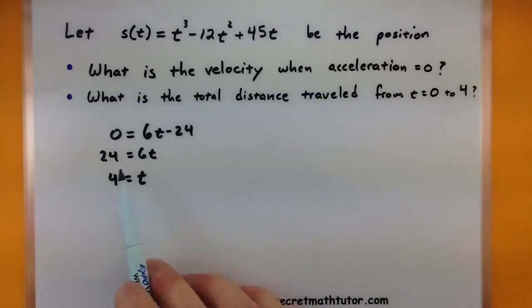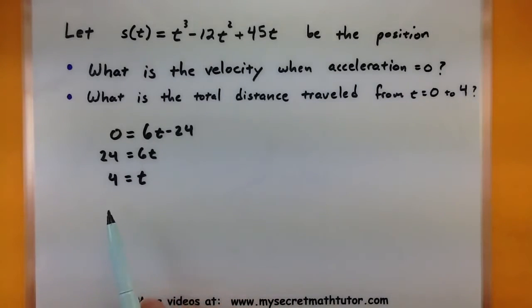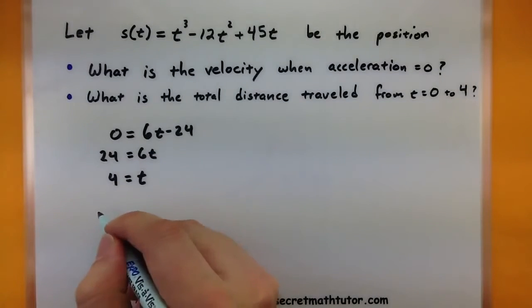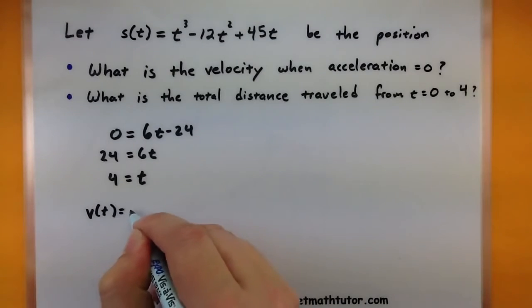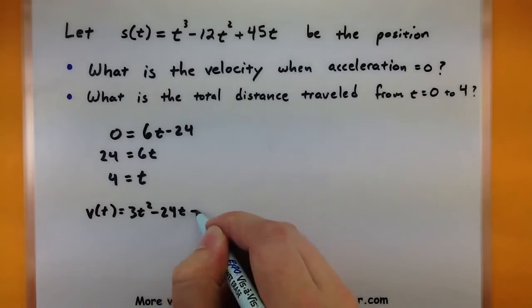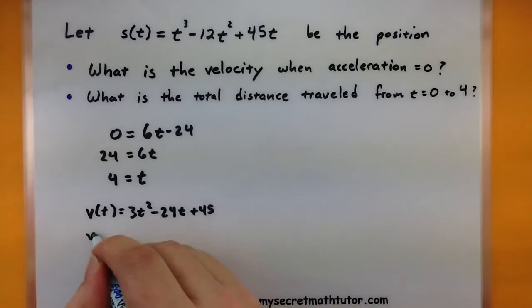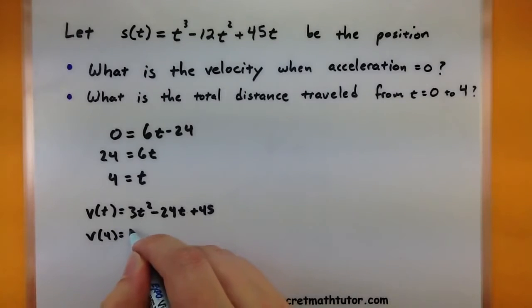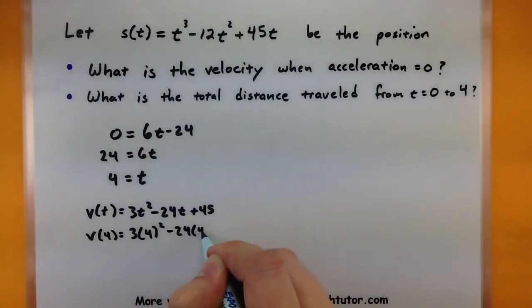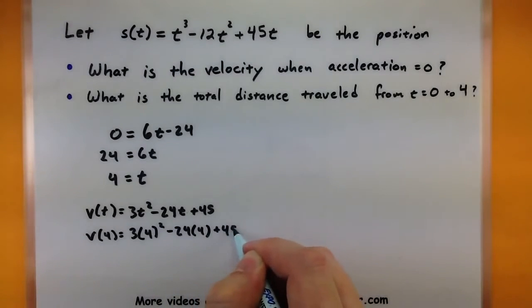Now, be careful about what this actually means here. This says after 4 seconds, I know that my acceleration is 0. But if I really want to know the velocity, now I have to substitute this into our velocity function. So let's give that a try. Our velocity was 3t squared minus 24t plus 45. Now let's put a 4 in there. So 3 times 4 squared minus 24 times 4 plus 45.